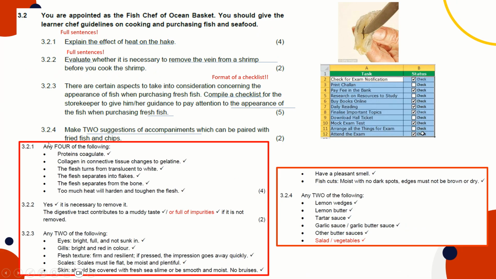Then 3.2.4, make 2 suggestions of accompaniments that can be paired with fried fish and chips. What can be served with fried fish and chips? Any 2 of the following. You can serve lemon wedges, lemon butter, tartar sauce, garlic sauce, other butter sauces, as well as salads and vegetables.